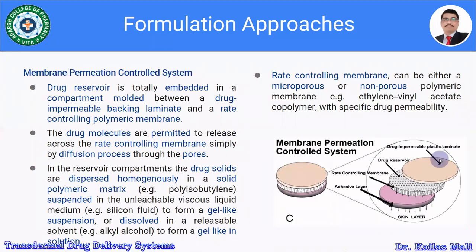In the case of the membrane permeation controlled system, look at the figure. Here it's a drug impermeable plastic laminate. Then here it's the drug reservoir. This is the rate controlling membrane, and here it's the adhesive layer. The drug reservoir is totally embedded in the compartment, molded between a drug impermeable backing laminate and a rate controlling polymeric membrane. Right here, it's the rate controlling polymeric membrane.